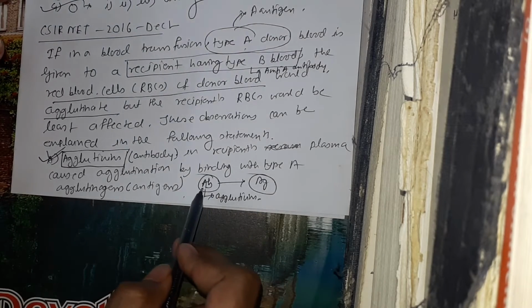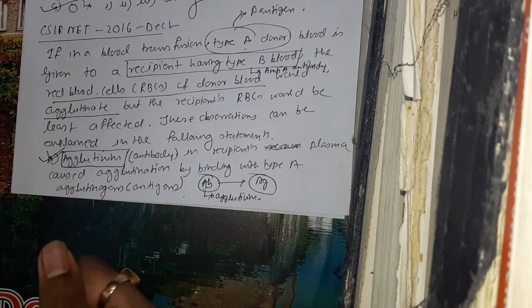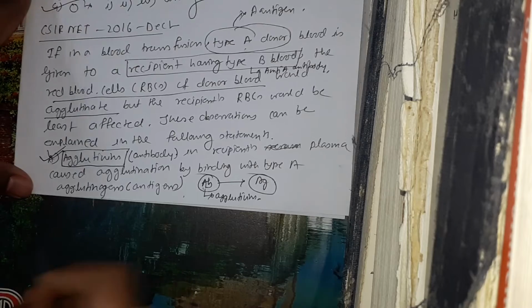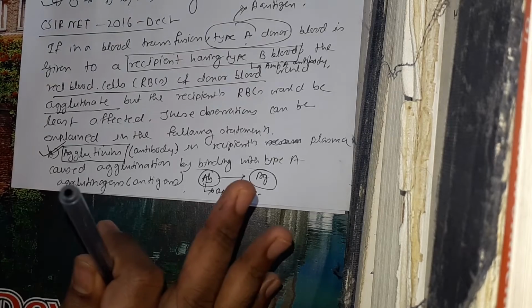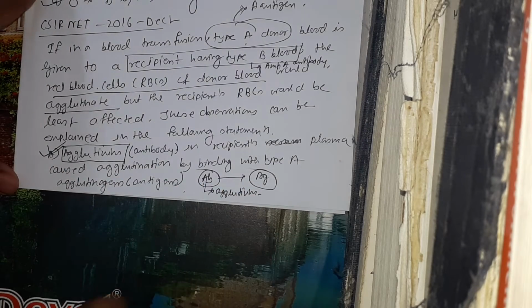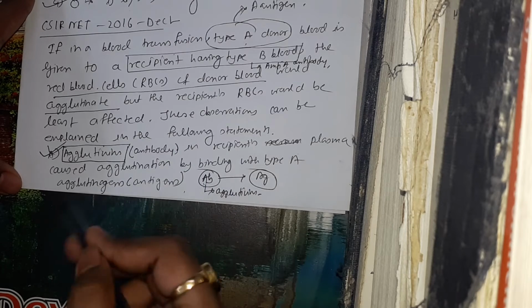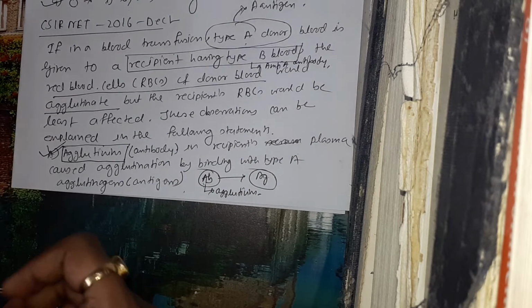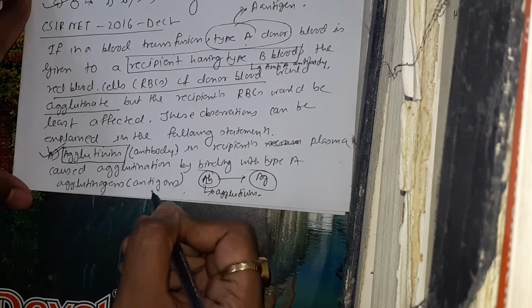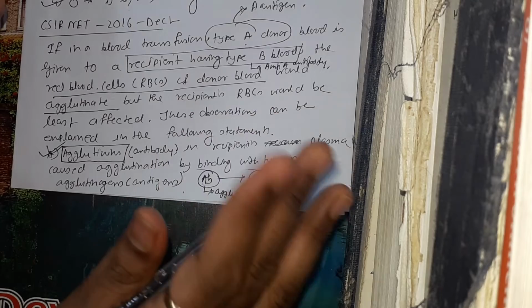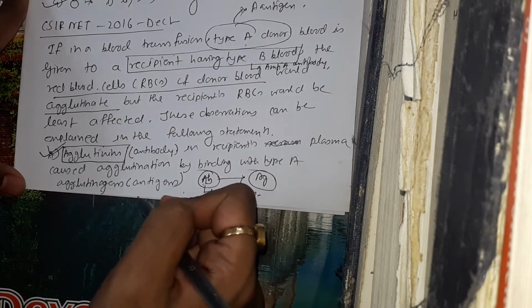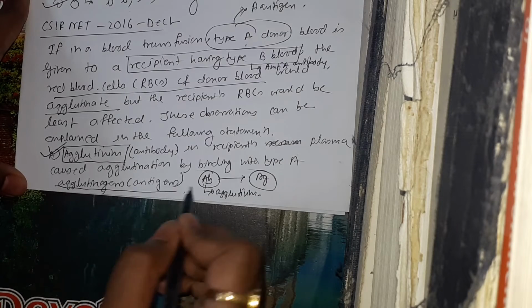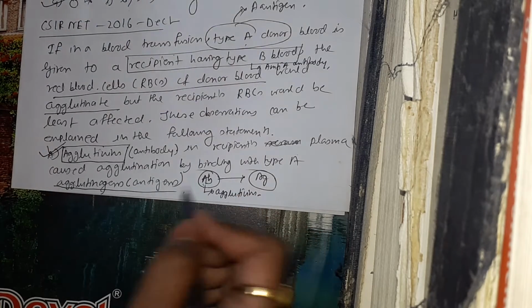And similarly, antibodies that have the ability to precipitate antigen will be referred to as precipitins. You won't need to bother about this here, because blood group is totally about agglutination. There is no place for precipitation. Now, agglutinins in recipient's plasma cause agglutination by binding with type A agglutinogens. The agglutinogens are in turn referred to as antigens, and there is no term referring to precipitogens. You might wonder, as in case of agglutination antigens are referred to as agglutinogens, so in case of precipitation there will be something like precipitogens. It is not so.